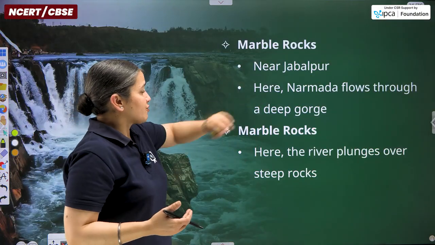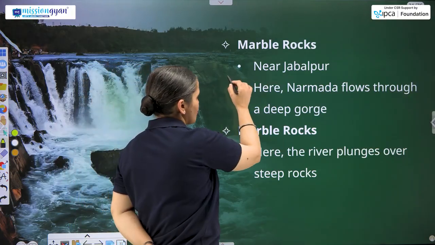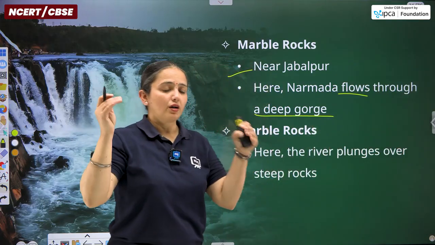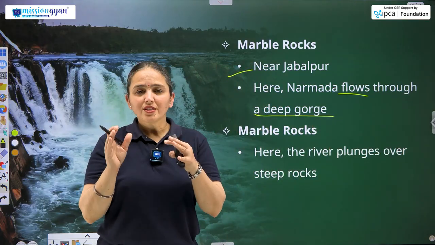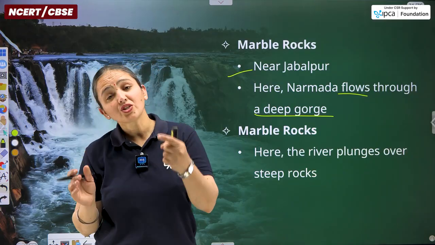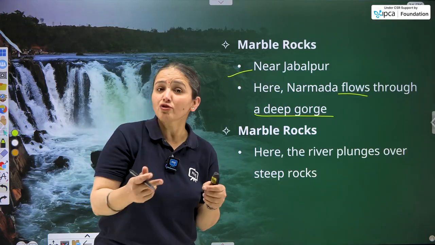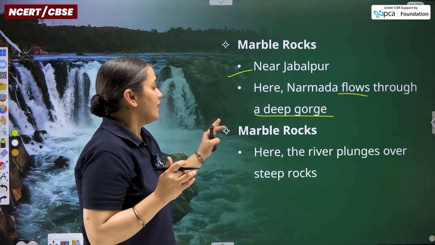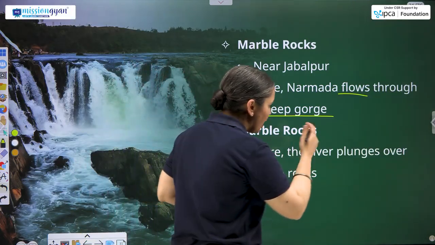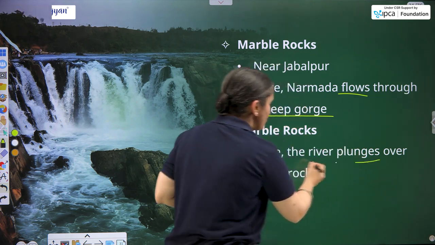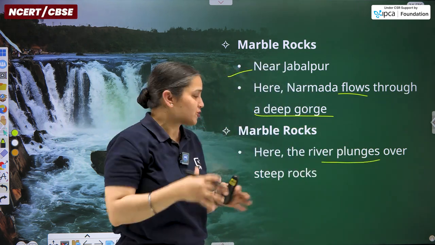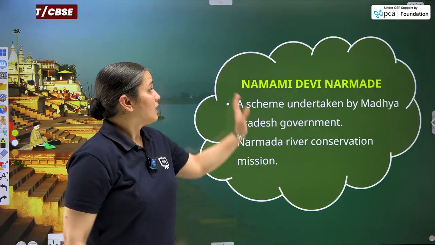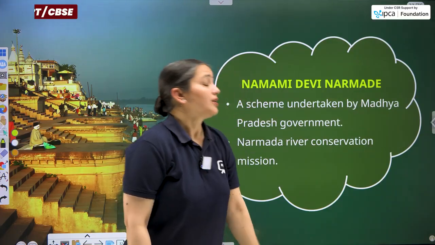Let's read that. First of all, Marble Rocks are found near Jabalpur. Here, the Narmada flows through a deep gorge, valleys, gorges. I won't say they are similar kinds of features, but their origin is the same. The process of formation is the same, just the outcome is different. Valleys and gorges. And about the Marble Rocks themselves, how are they formed? The river plunges, suddenly dropping with huge speed over steep rocks, and that is how the Marble Rocks are formed.